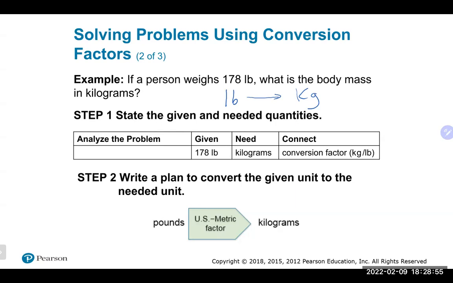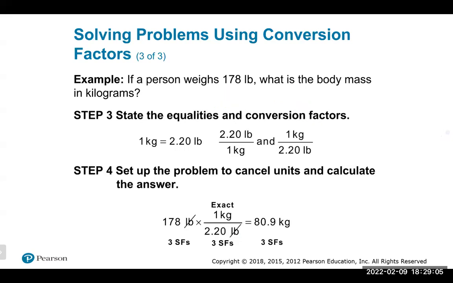We are crossing over here, US to metric, right? Pounds is English or US, and metric obviously is the kilograms. So we want to think about our equalities that we want to use. Here we could find this on a table, where we have 1 kilogram is 2.2 pounds. That again is our equality. And these two here are our conversion factors.